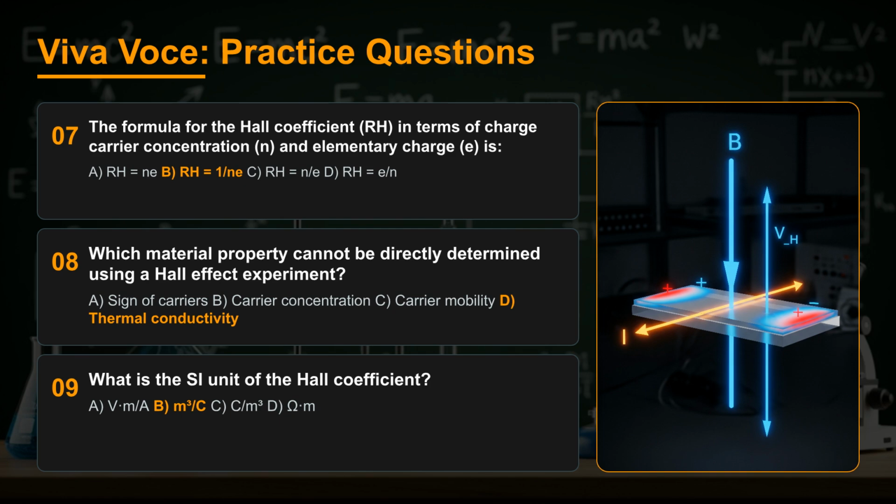Let's review the answers for questions 7 through 9. The formula for the Hall coefficient is 1 over n times e. Thermal conductivity is the material property that cannot be directly determined. The SI unit is meters cubed per coulomb.